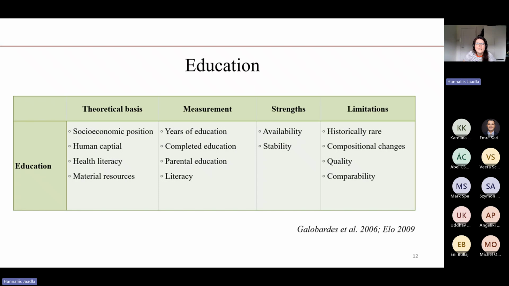And I also added literacy here, because of course, prior to the mid-20th century, or definitely in the 19th century, a much more readily available education-related information is literacy.